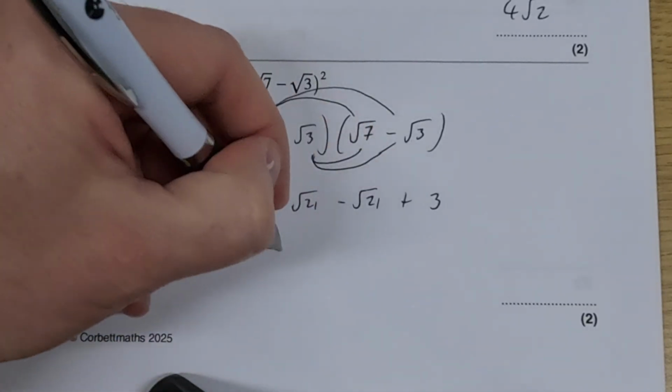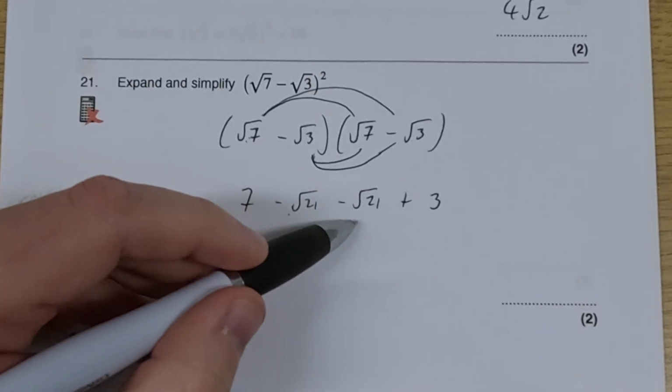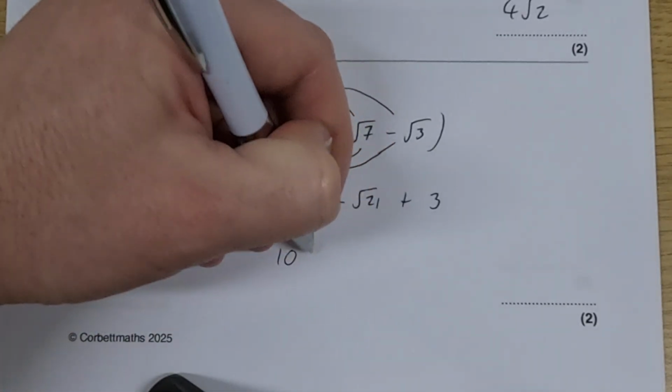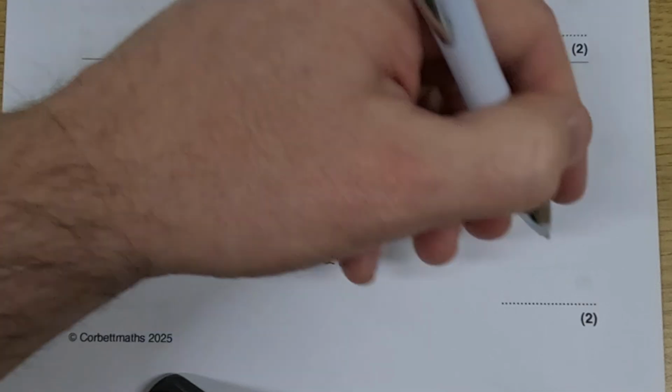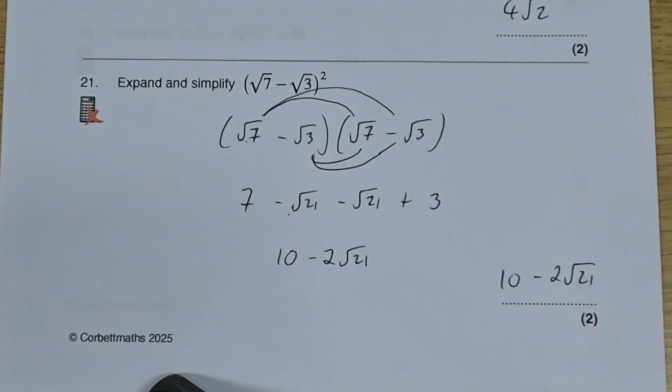So we've now got 7 minus root 21 minus root 21 plus 3. 7 plus 3 is equal to 10. And then we've got minus 1 lot of root 21 minus another lot of root 21, which would be minus 2 lots of root 21. And that's our answer, 10 minus 2 root 21. And that's it.